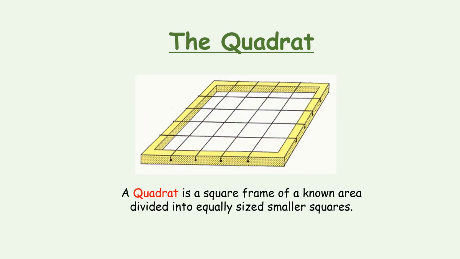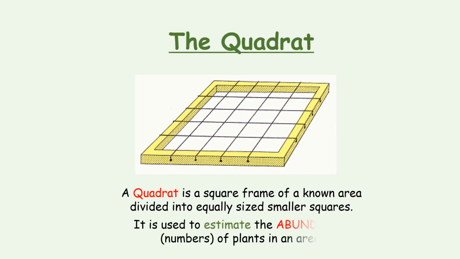So a quadrat is a square frame of a known area divided into equally sized smaller squares. It is used to estimate the abundance numbers of plants in an area. So usually the quadrat is made up of 25 squares and it's usually 0.25 meters squared.